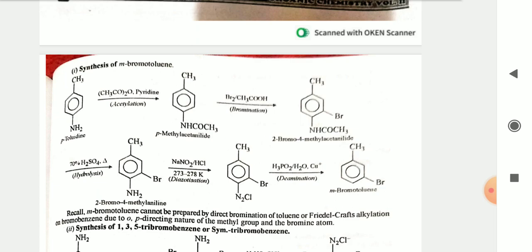Recall, m-bromotoluene cannot be prepared by direct bromination of toluene or a Friedel-Crafts alkylation on bromobenzene, due to the ortho-para directing nature of the methyl group and the bromine atom. Second, synthesis of 1,3,5-tribromobenzene, or sym-tribromobenzene.